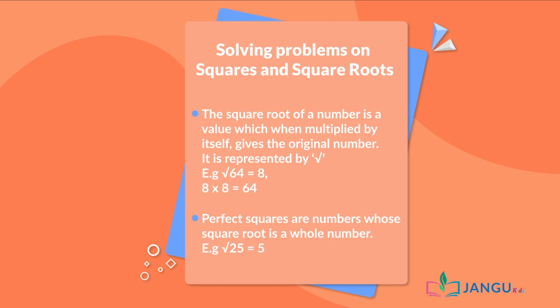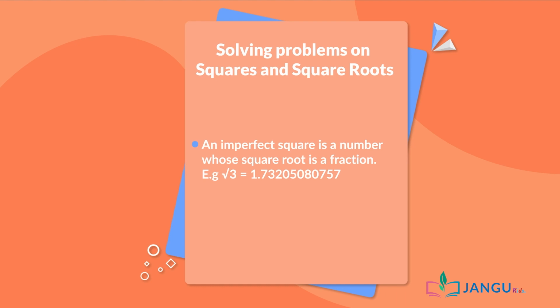Now, perfect squares are numbers whose square root is a whole number. Example, 25 is a perfect square because the square root of 25 equals 5. An imperfect square is a number whose square root is a fraction. For example, square root of 3 equals 1.732050807757.